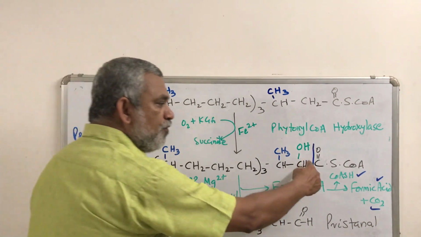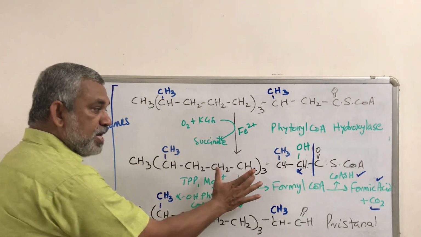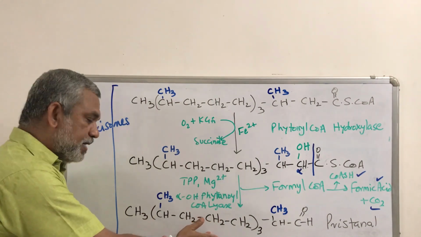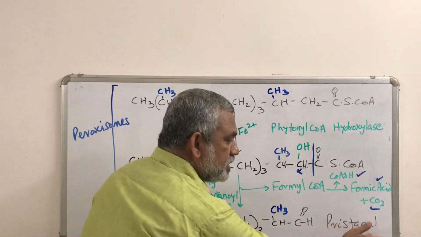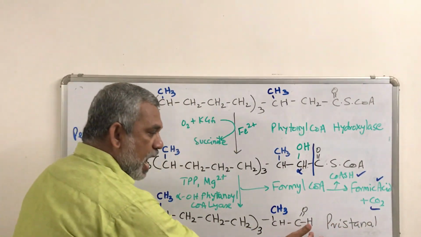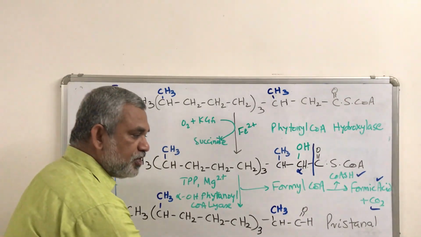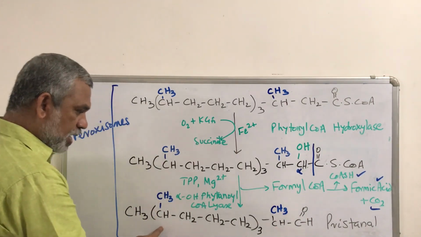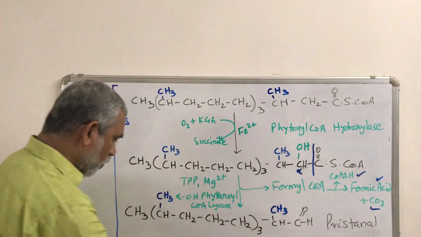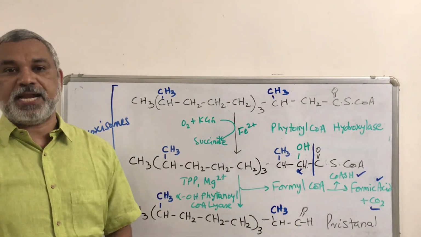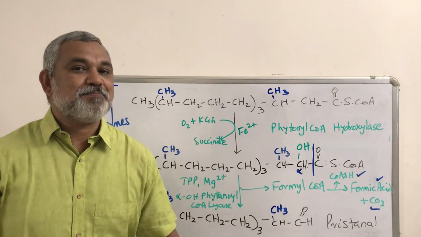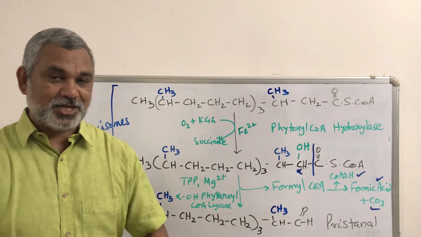So after removing one carbon atom, now we are left with a 15 carbon atom compound, which is pristanal. So it is an aldehyde that is formed. There are 15 carbon atoms: 1, 2, 3 into 4s are 12 plus 2, 14 plus 1, 15 carbon atoms. Pristanal is formed. What happens to pristanal? Let us look at it.